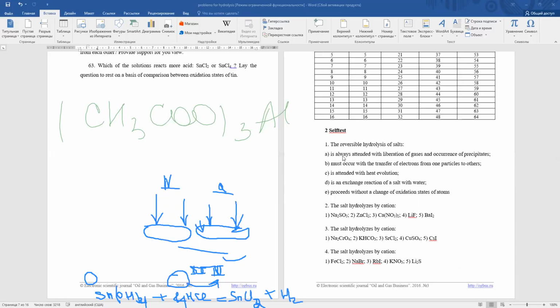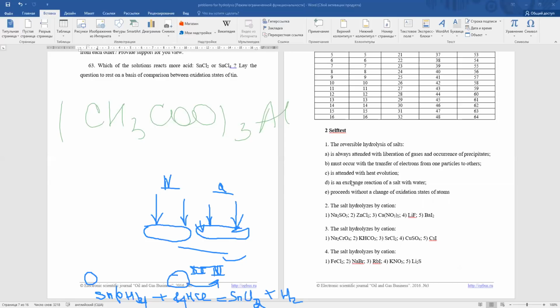Let's say other answers. Oxidation-reduction is the transfer of electrons from one particle to another. Reversible reactions, electrolysis, from right to left, left to right. Yes, I know. Diluting, changing, heating. The reaction of a salt with water, yes, exactly, proceeds without the change of the oxidation states of atoms.